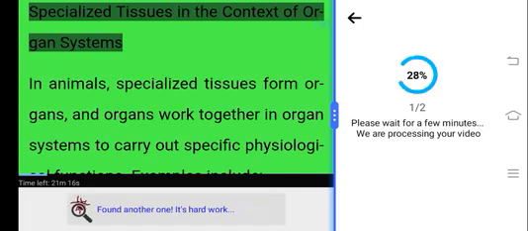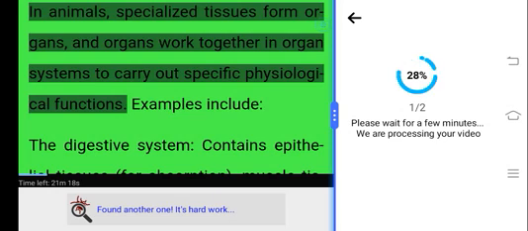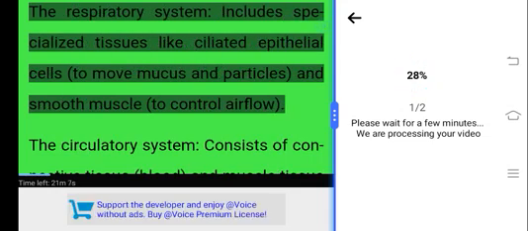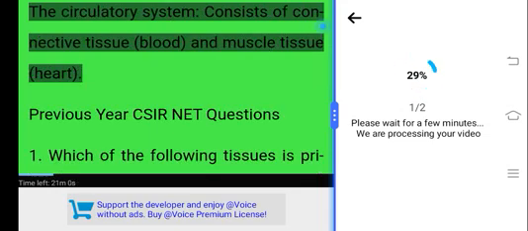Specialized tissues in the context of organ systems. In animals, specialized tissues form organs, and organs work together in organ systems to carry out specific physiological functions. Examples include: the digestive system contains epithelial tissues for absorption, muscle tissues for movement of food, and connective tissues for structural support. The respiratory system includes specialized tissues like ciliated epithelial cells to move mucus and particles and smooth muscle to control airflow. The circulatory system consists of connective tissue, blood, and muscle tissue, the heart.